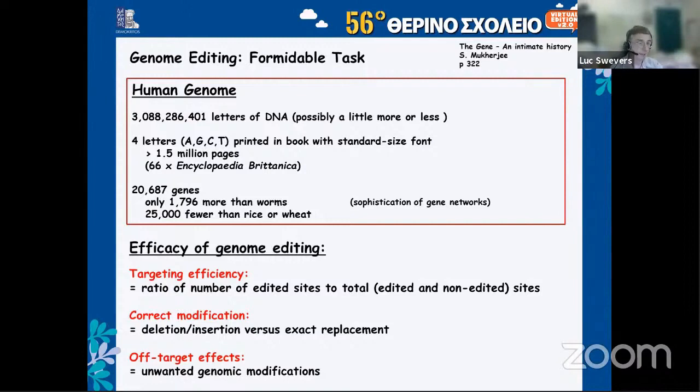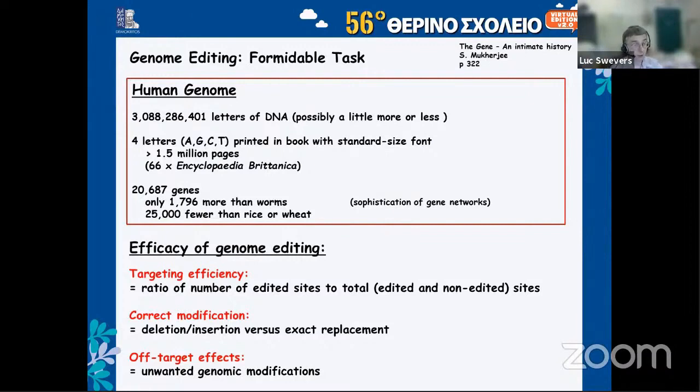For genome editing to succeed, there are three things regarding the efficacy that you have to keep in mind. One is the targeting efficiency, which means the ratio of the number of edited sites to the total sites, edited and non-edited. Because if you target a certain tissue, you can never expect that all the cells in the tissue will be edited as you want.